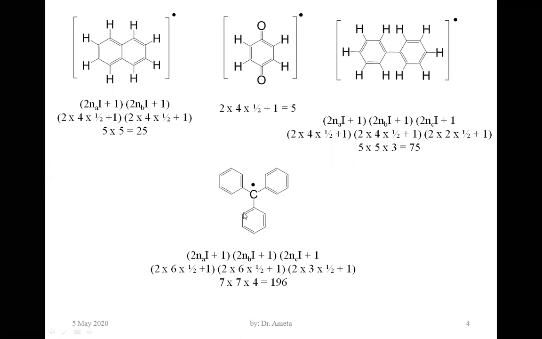If we count hydrogens at ortho position, 1, 2, 3, 4, 5, 6. So 2 into 6 into half plus 1. If we count on para position, 1, 2, and 3. So 2 into 3 into half plus 1. And if we count at meta position, then 1, 2, 3, 4, 5, 6. So 2 into 6 into half plus 1. That is 7 into 7 into 4, which is equal to 196 lines. In this radical, we will get 196 lines.